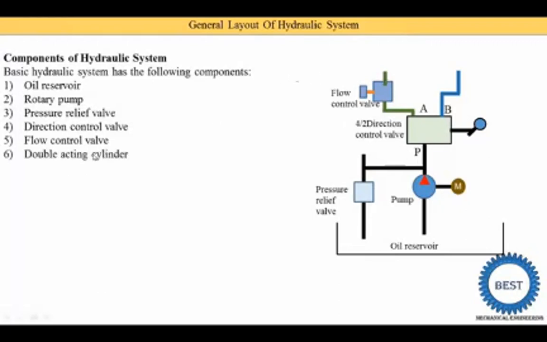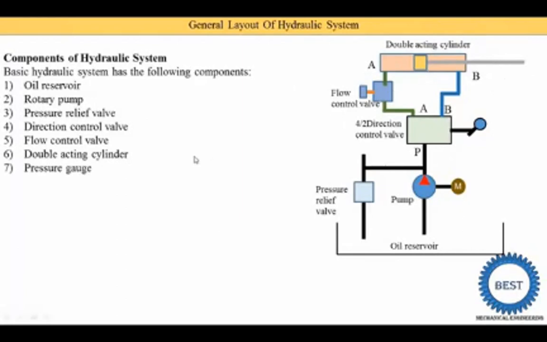The next component is the double acting cylinder. Why is its name double acting? Because inside the cylinder, this yellow component is the piston, and the oil is supplied to both sides of the piston. That's why it is called the double acting cylinder. So oil is supplied either to the A side or the B side, or it is supplied on both sides.